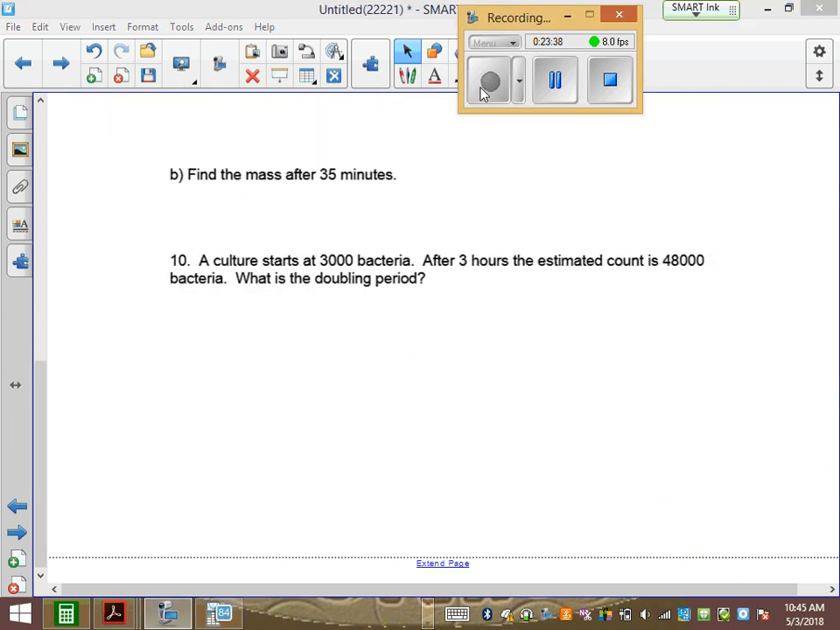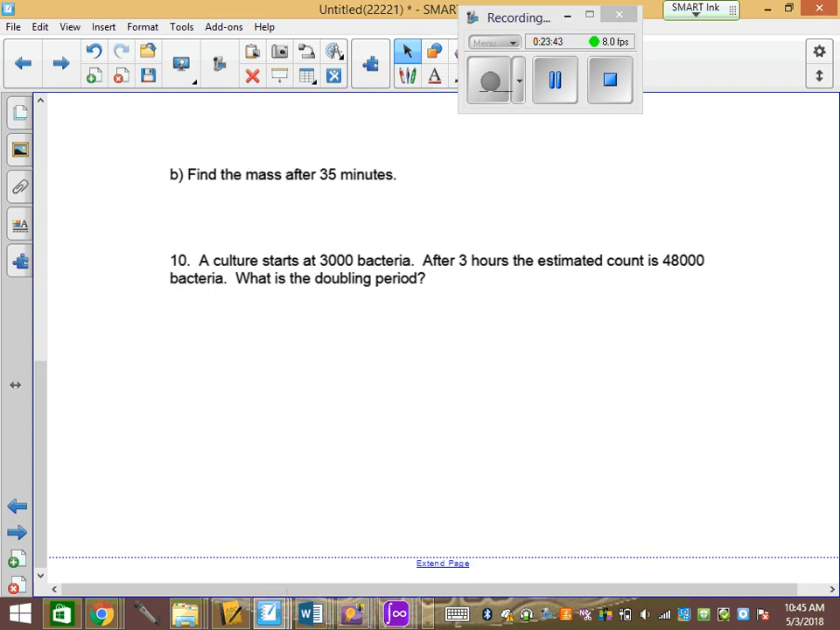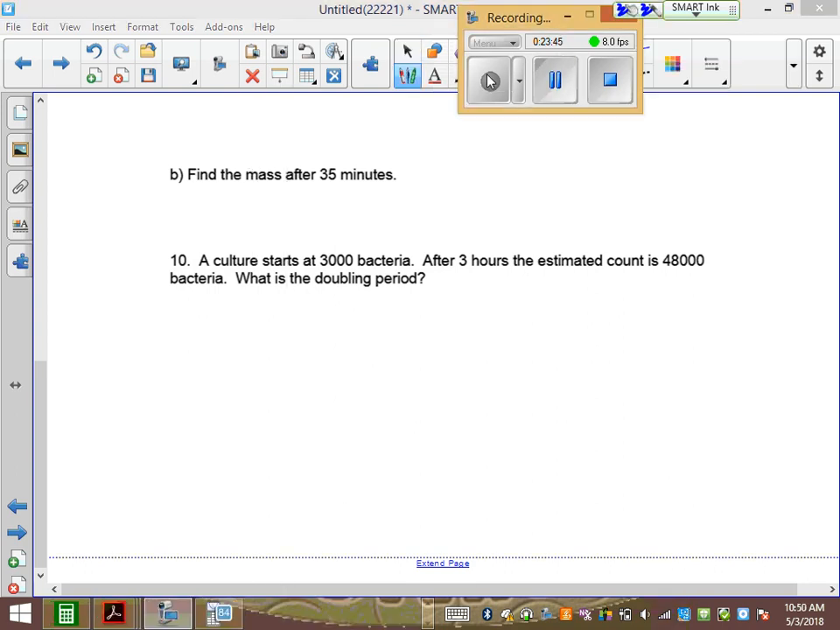You're going to do number 10 on your own, and then we're moving on to a different type. Okay, so for this one, a culture starts initially at 3,000 bacteria. After 3 hours, there's 4,800 bacteria, so that's the final amount, and the time it takes to reach the final amount. What is the doubling period? So they give us the rate is 2, but what is the doubling period? They're asking us to find P, right?